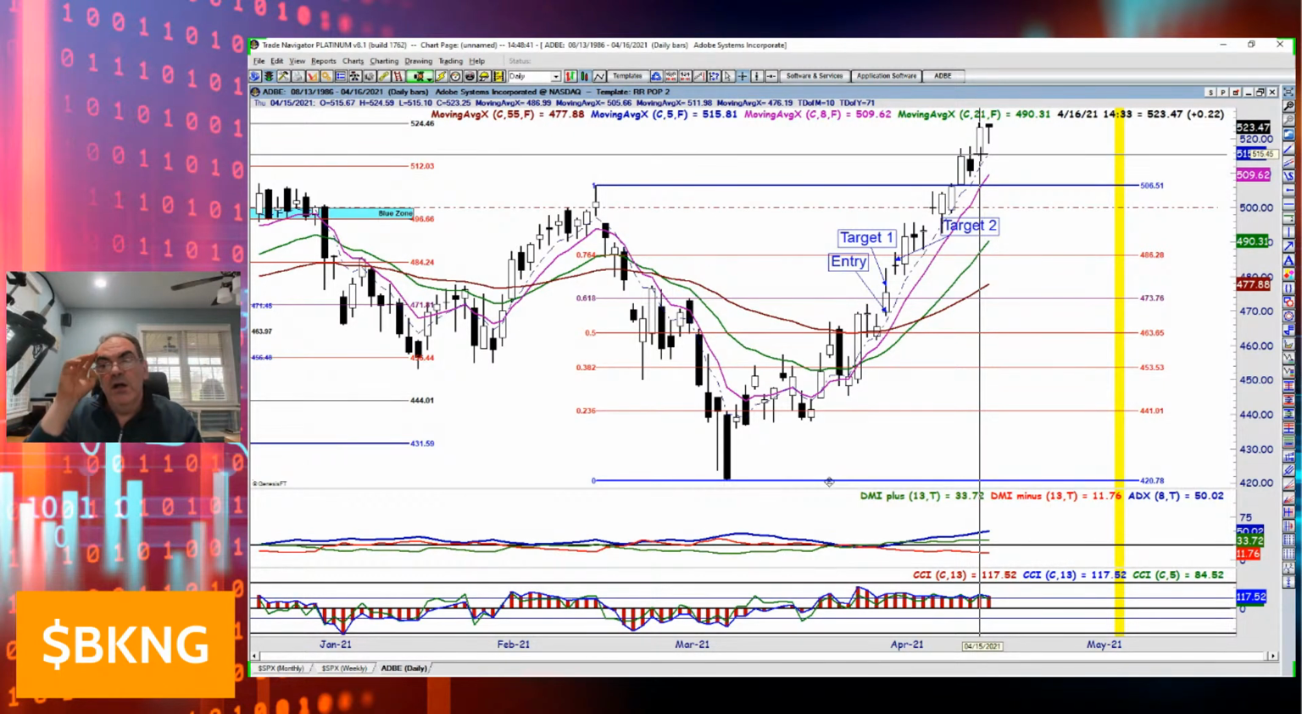Let it go. This could become a $600 stock the way Adobe is going right now. Why do I want to get in front of that freight train? Get out the way. Let it run. Let it do its thing.